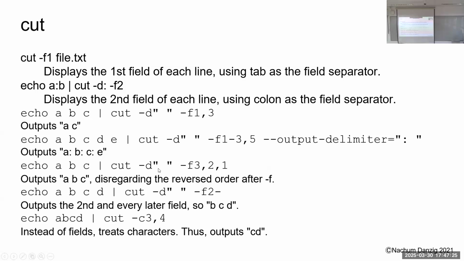Here we see the space, and I printed the order in backwards order. Is it going to affect the way it prints? We already saw that example. No, it's going to print ABC just the same. If I do ABCD, cut minus d, minus f 2 minus. The minus means until infinity, so it's going to print from the second field until the end.